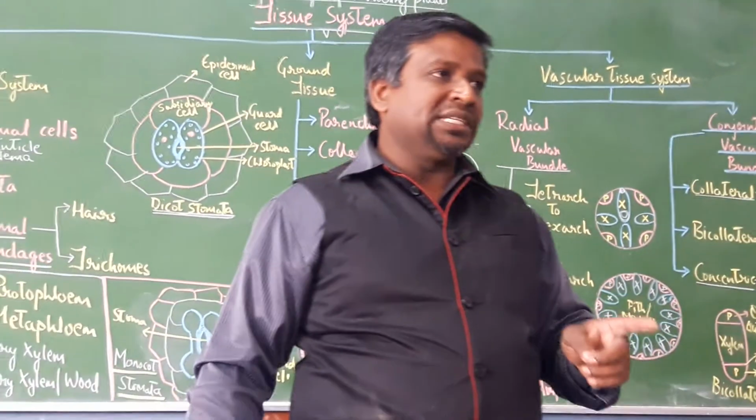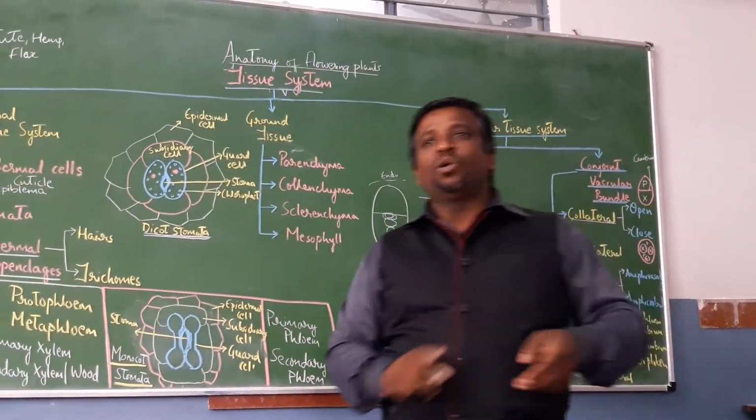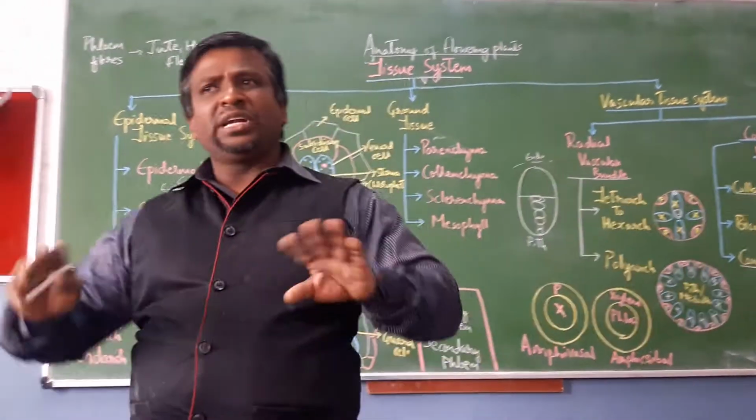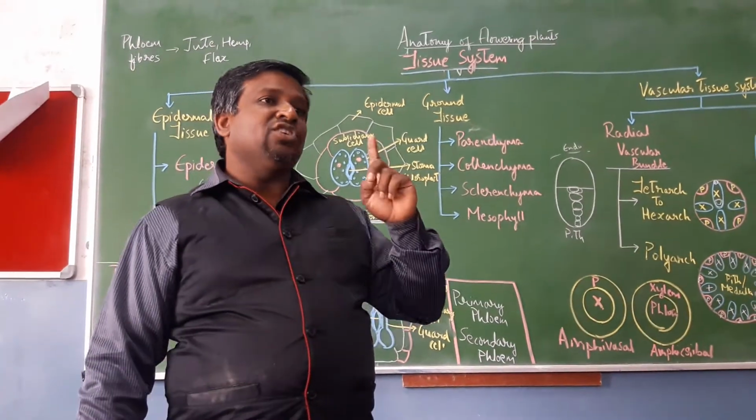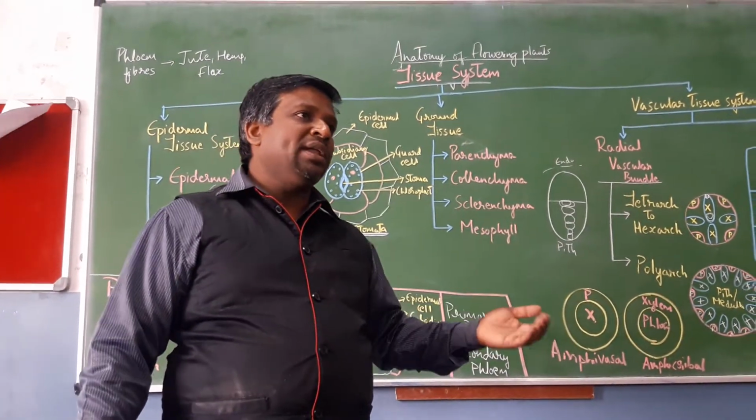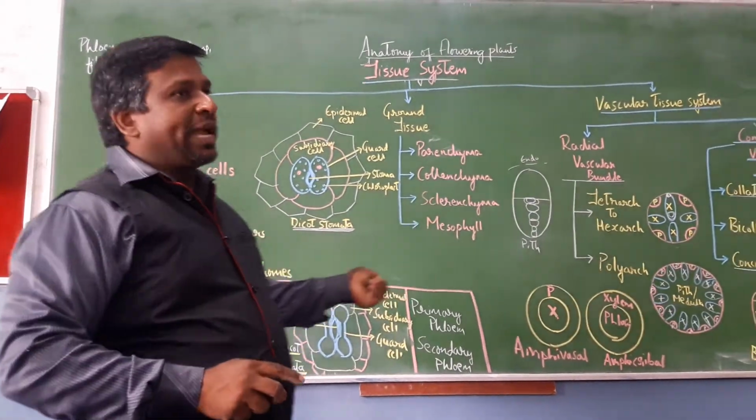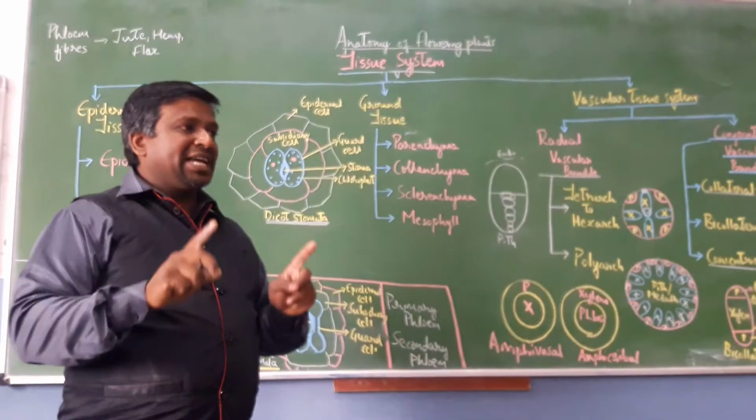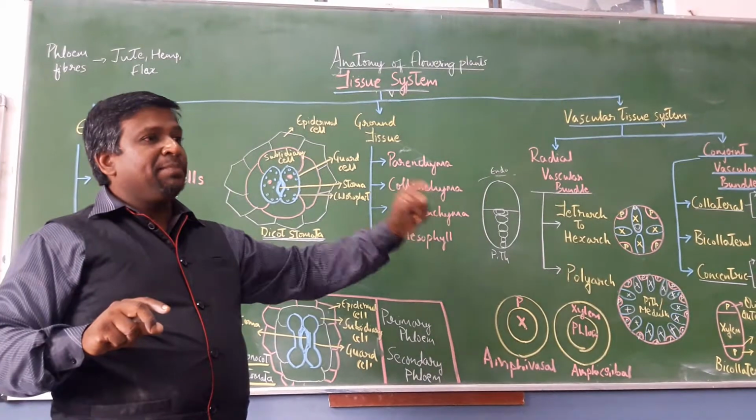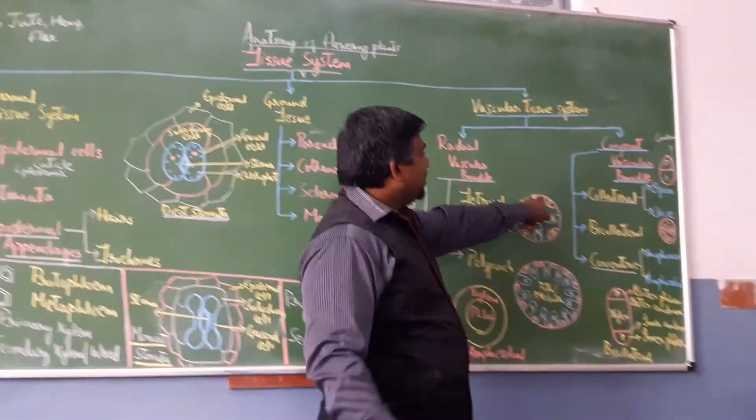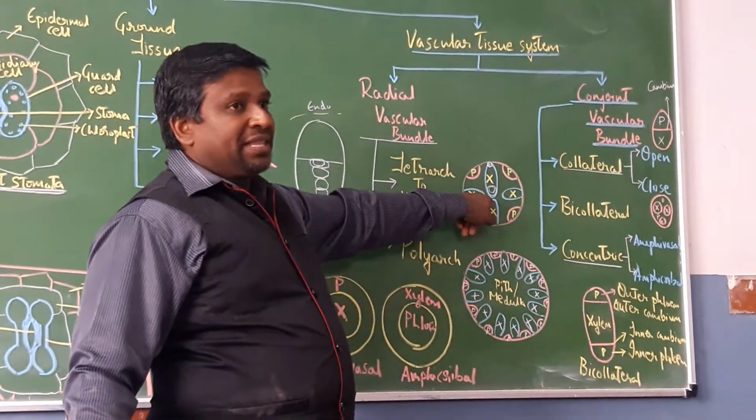Endarch arrangement is noticed in case of stem and leaf, both dicot and monocot. Whereas exarch is noticed only in case of roots. It can be dicot root or monocot root. When you take a section and observe it under the microscope, you can notice that. See, exarch, what is the condition? Exarch means periphery. Protoxylem is towards the periphery, towards the outside. Metaxylem is towards the pith.